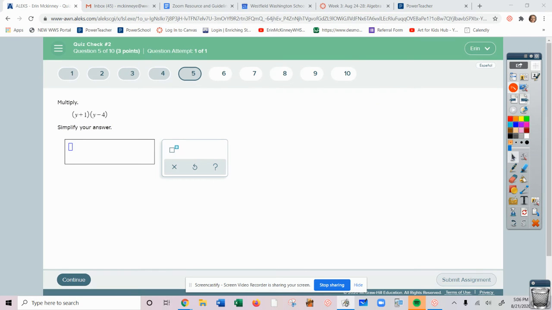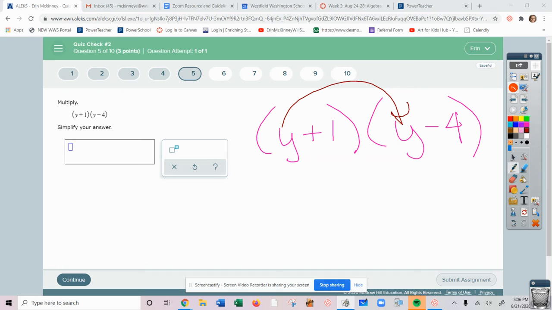Number 5, we have a binomial times a binomial. So remember, we're still thinking about the distributive property. We just have to distribute twice. So the first time we distribute, we're passing out the y, right? So this is going over here to both pieces. So y times y gives us a y squared. Y times negative 4 gives us a negative 4y, right?